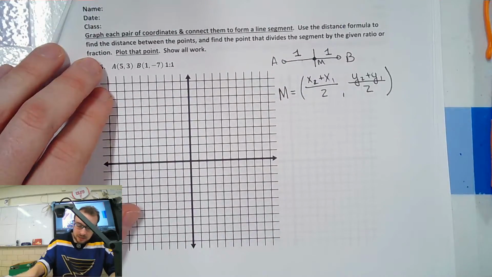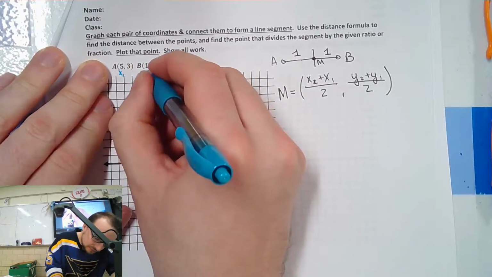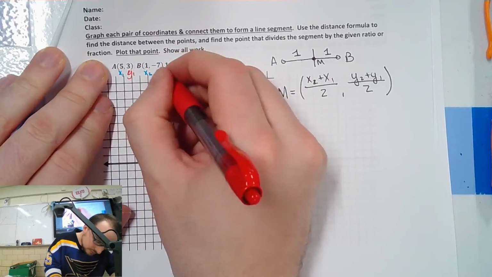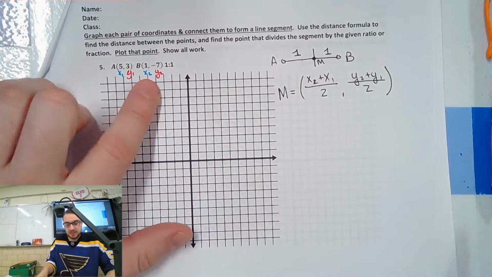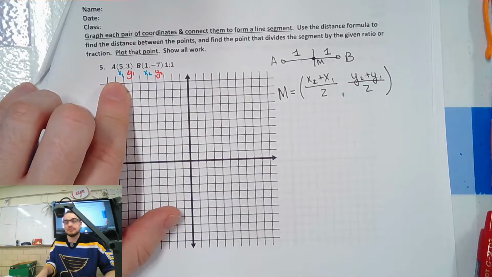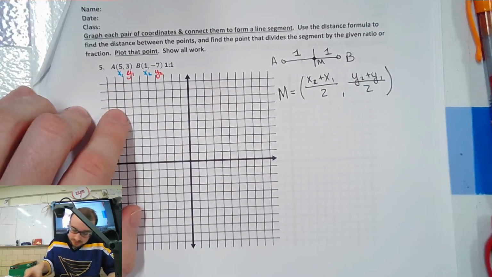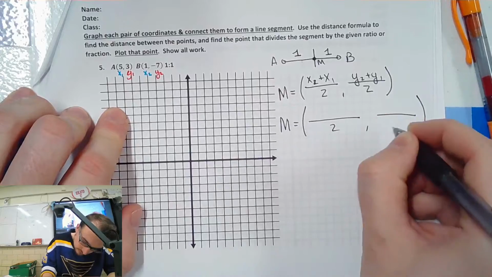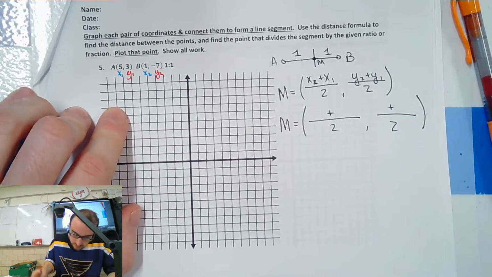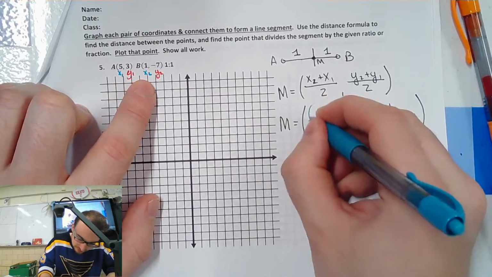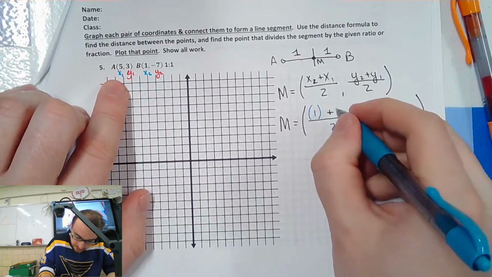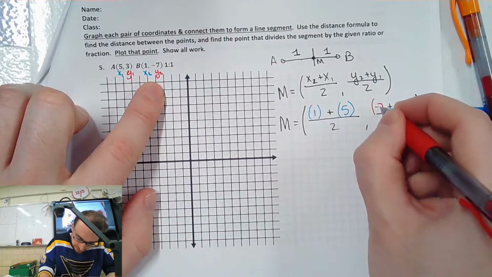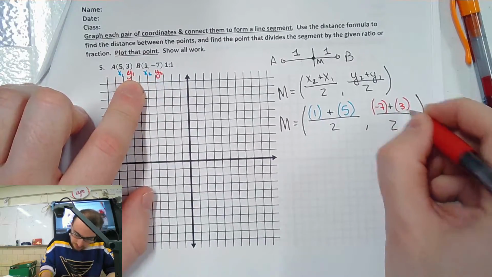So x1 and y1 are going to come from A, and x2 and y2 are going to come from B. Because B is the destination, right? We're walking towards B starting on A. So when I plug those in, x2 goes first. So that's 1. x1 goes next. That's 5. Then y2, -7. And then y1, 3.